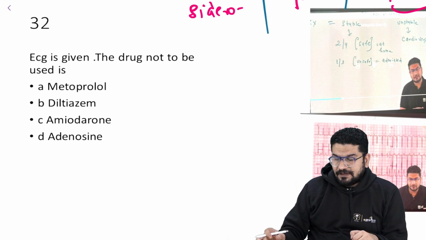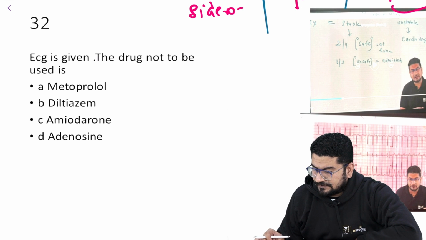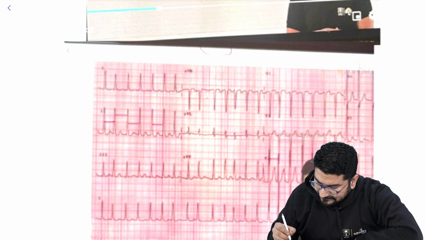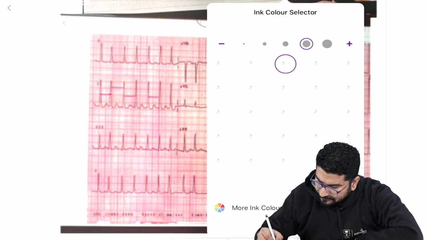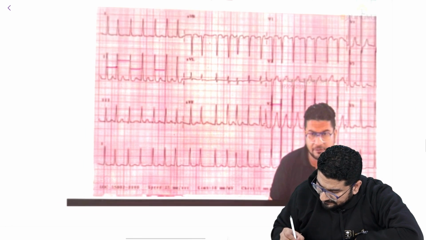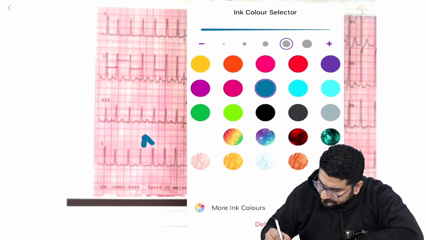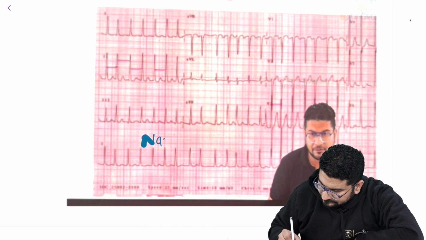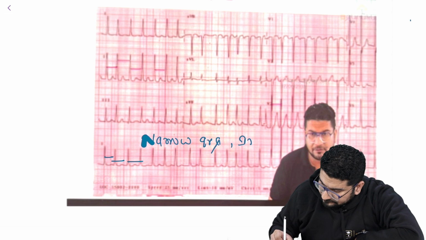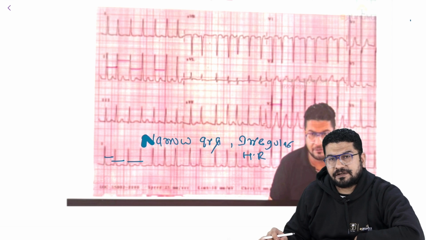Okay, an ECG is given, and the question asks which drug is not to be used. So let us first see the ECG. This type of ECG was given. If you see this ECG, you can see there is a narrow QRS. So the first thing I can predict from this ECG is a narrow QRS. And if you see the heart rate, this is irregular. Irregular heart rate means there is an irregular RR interval.